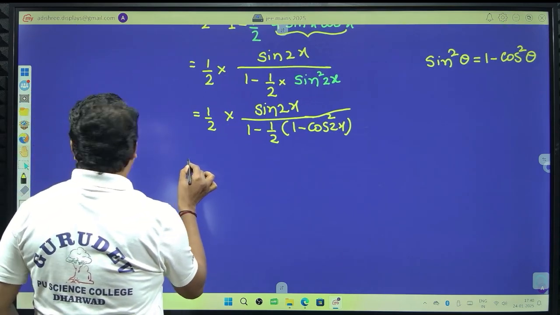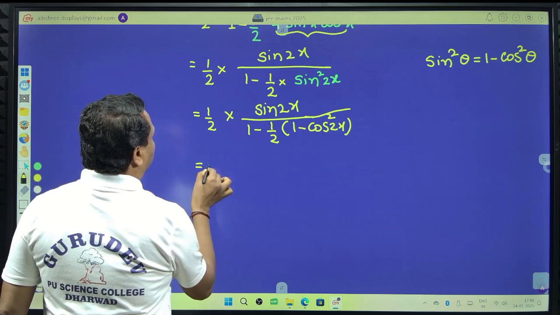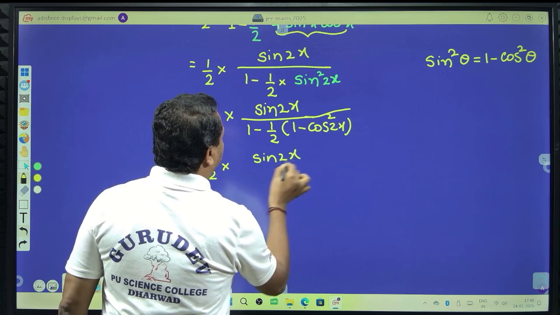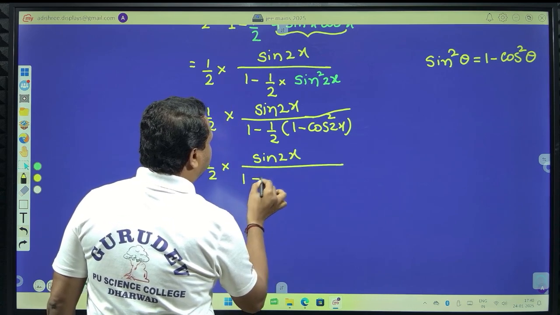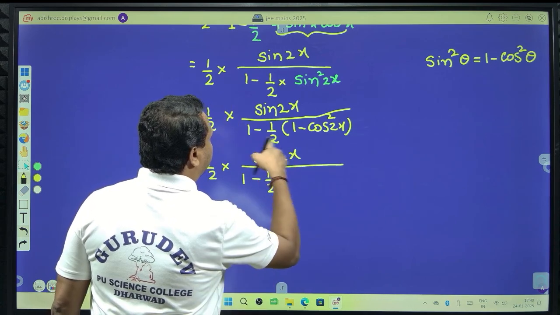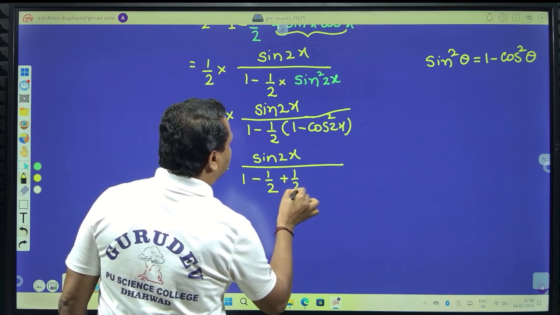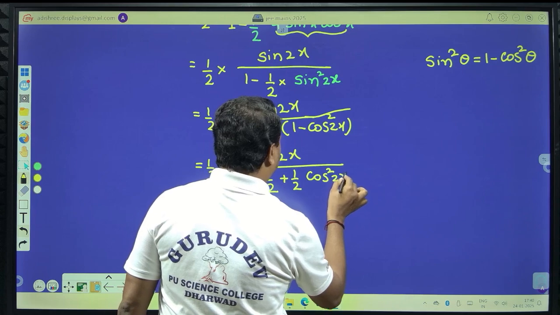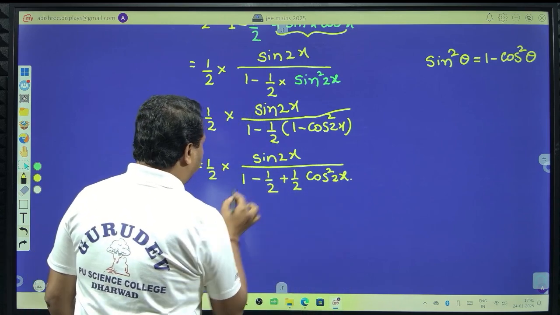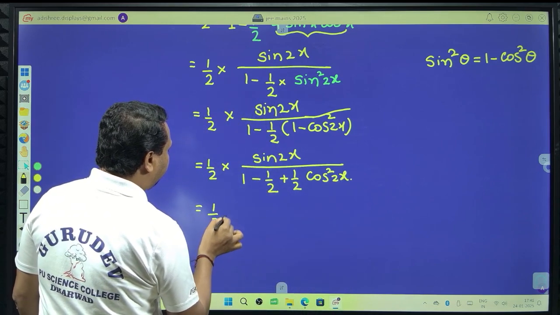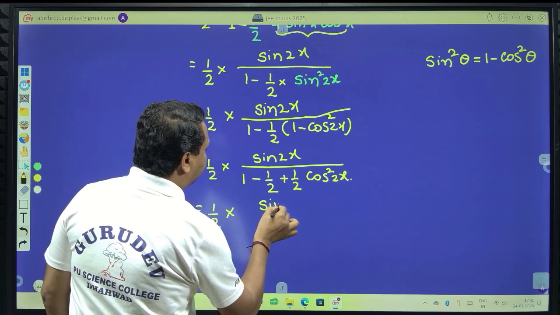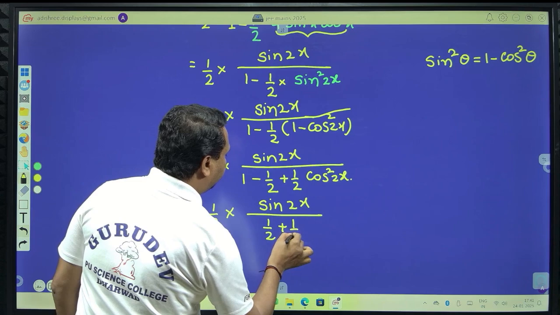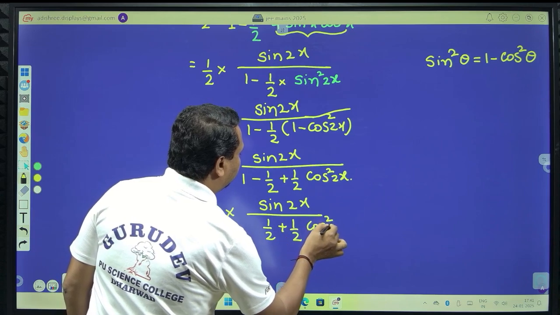Now again simplify. 1 by 2 into sin 2x whole divided by 1 minus 1 by 2, minus into minus plus 1 by 2 cos square 2x. What is 1 minus 1 by 2? It is absolutely 1 by 2. So 1 by 2 plus 1 by 2 cos square 2x.